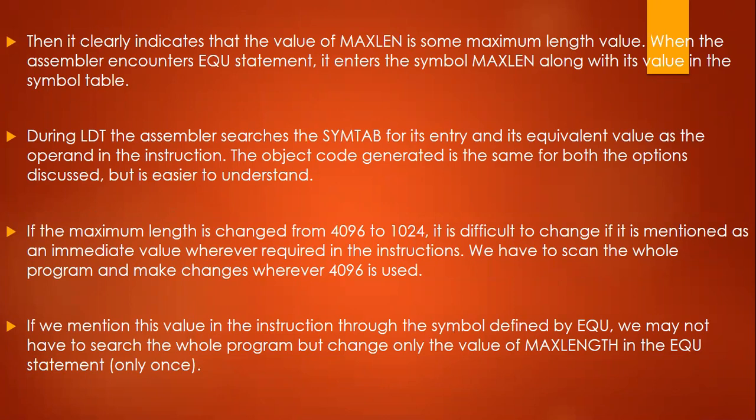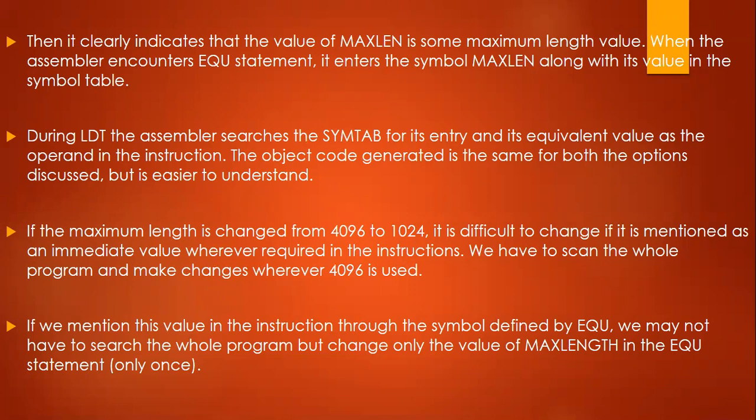When the assembler encounters the EQU statement, it enters the symbol max length along with its value into the symbol table. Whenever we use this kind of direct use, before the equals whatever symbol name we have, and after the equals whatever value we have, both will be uploaded to the symbol table. Remember this. During load register T, the assembler searches the symbol table for its entry and uses its equivalent value as the operand in the instruction, in the same way as it finds operands in the symbol table.